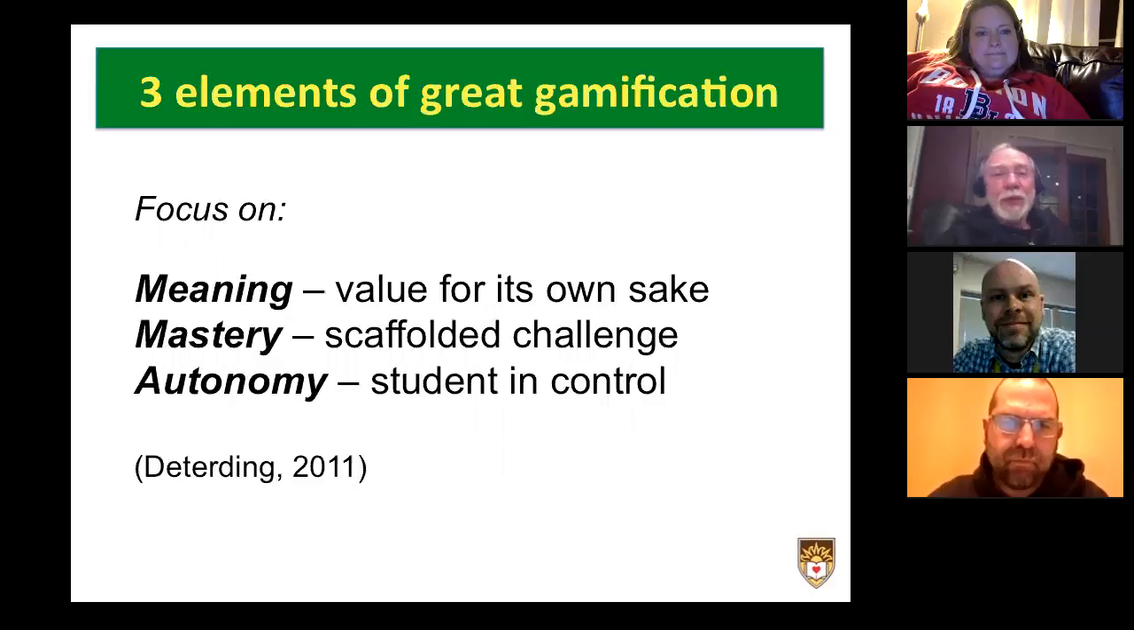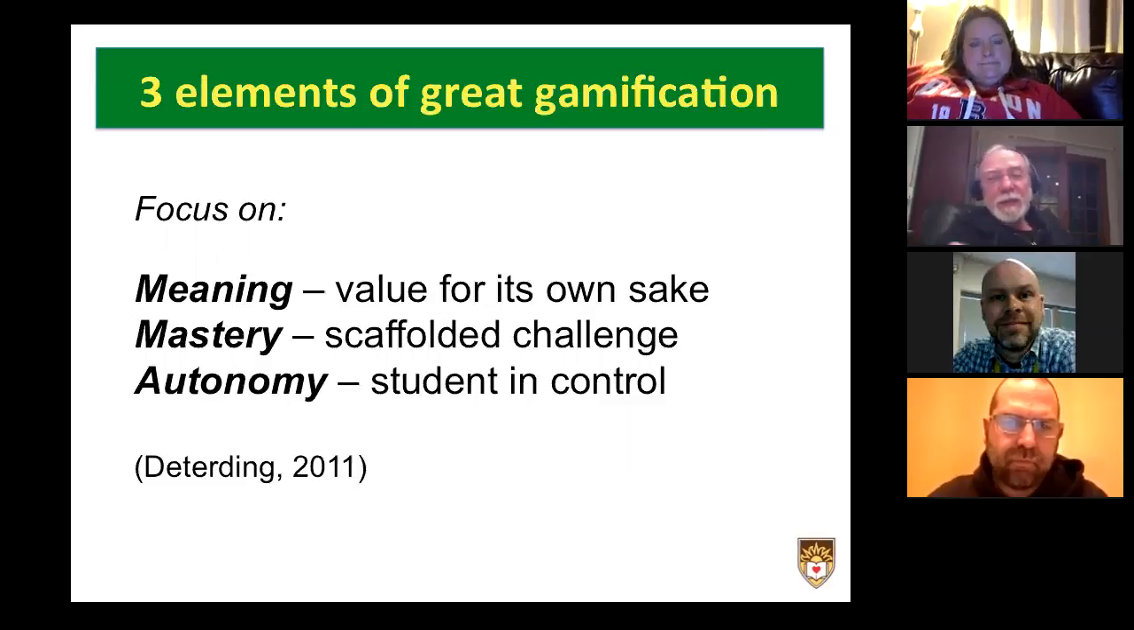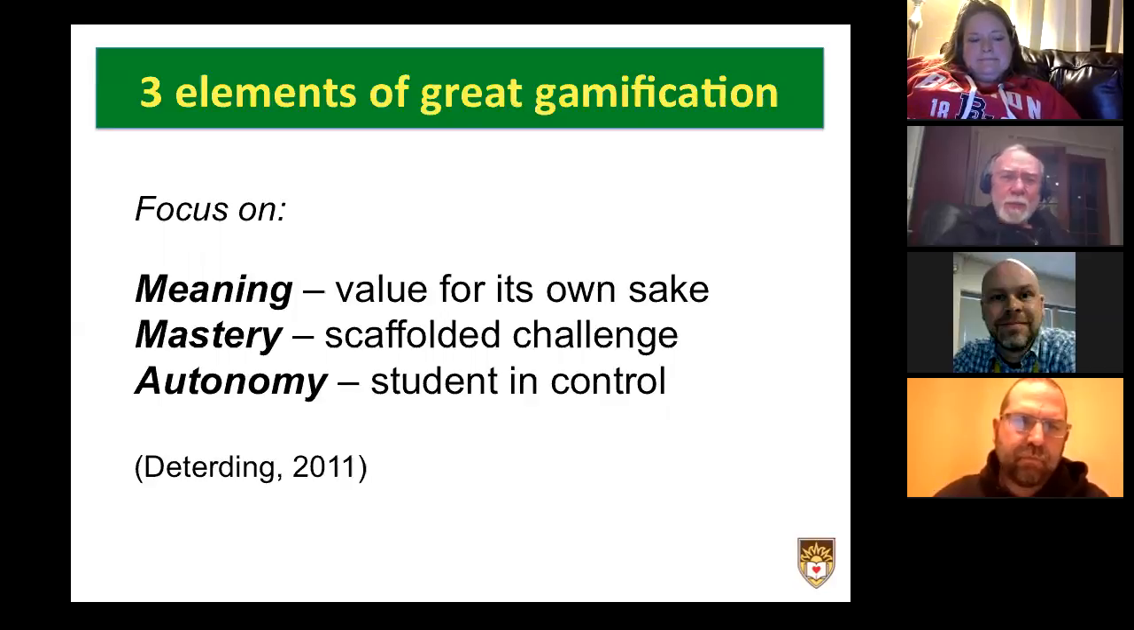So there are three elements of great gamification. And this comes from Sebastian Deterding, and I'll give you a link for my three favorite resources. He says, focus on the meaning of an educational activity, its value for its own sake, not just for the points you get, not just for the badges. If it's not intrinsically interesting, kids may like to play it for the points, but they may focus on the points and not the learning.